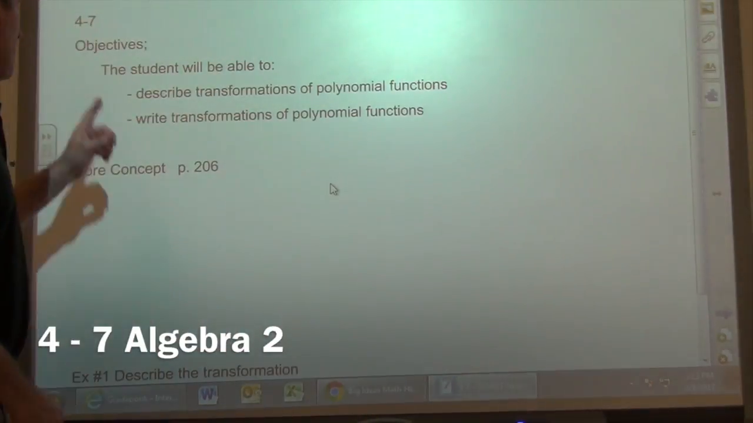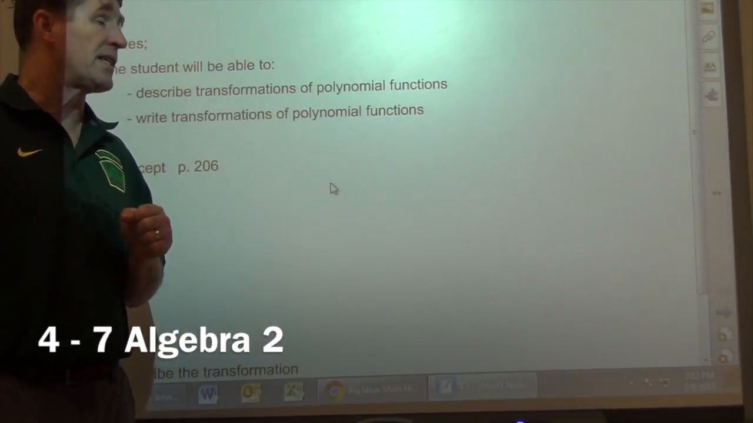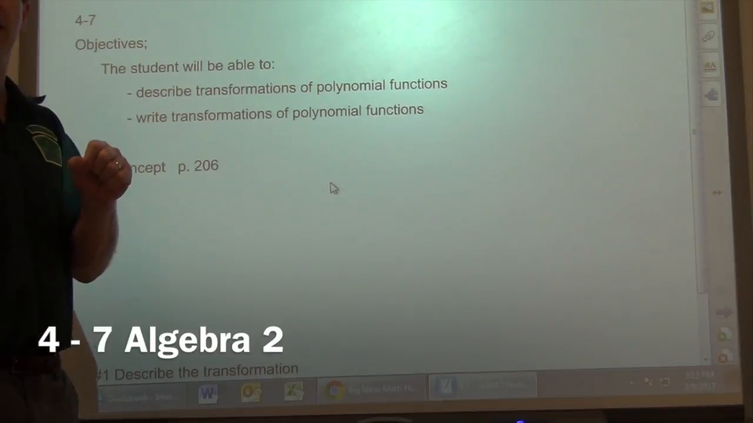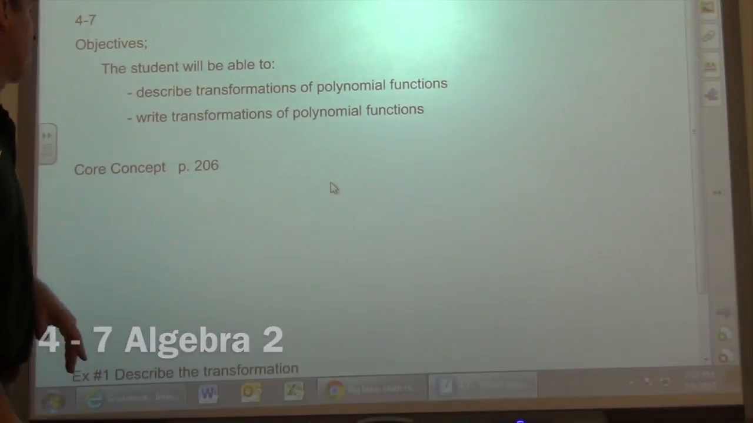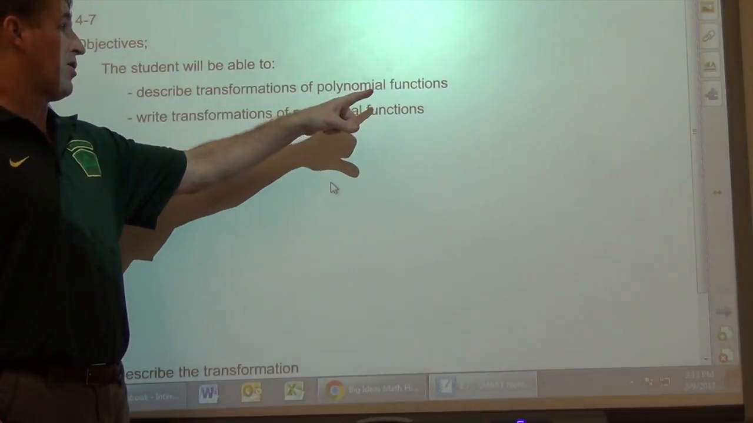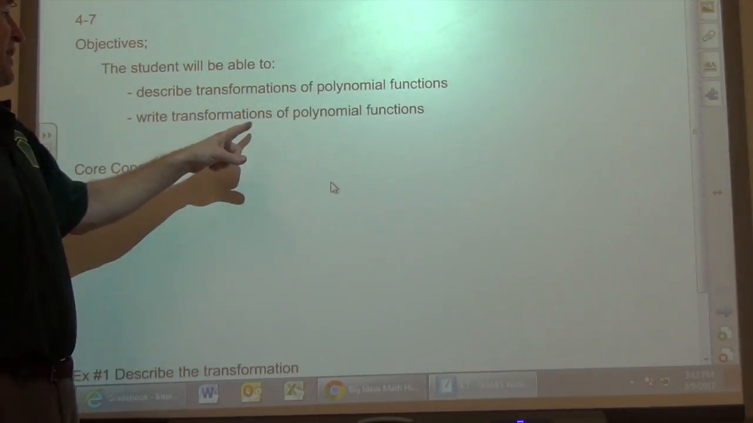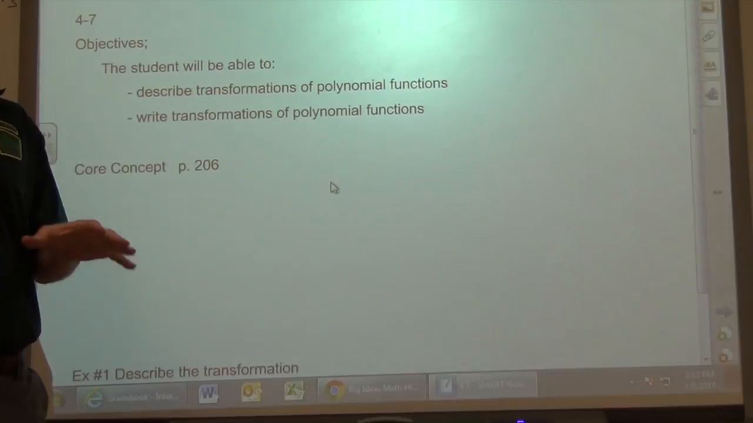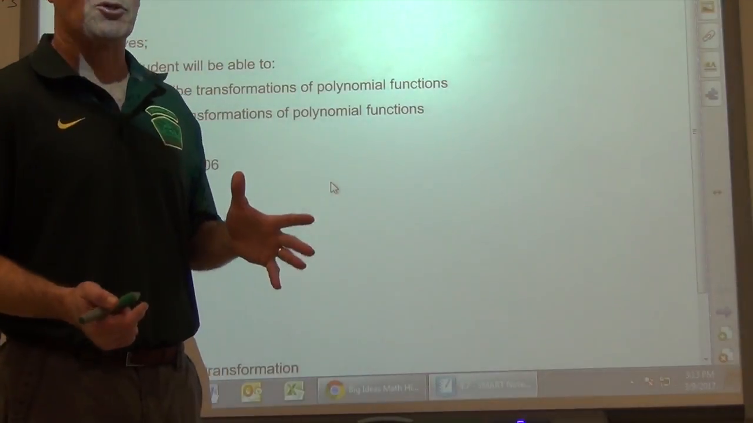All right, so this is 4.7. Hopefully this is a pretty easy section for you. We're not going to be doing anything new, just applying it differently. And so when you finish today, the student will be able to describe the transformations of polynomial functions and write transformations of polynomial functions.